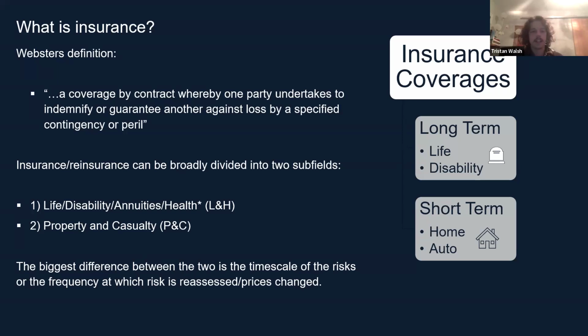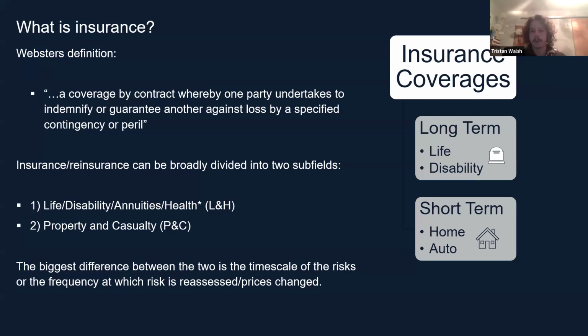On the life side, because it's a longer term coverage, if you are to make a mistake in the pricing early on, you kind of have to live with that decision forever because you can't go back and readjust the price. And because in the life insurance side in particular, deaths are a very rare occurrence, it actually takes a very long amount of time to get a sense of how well things were done.